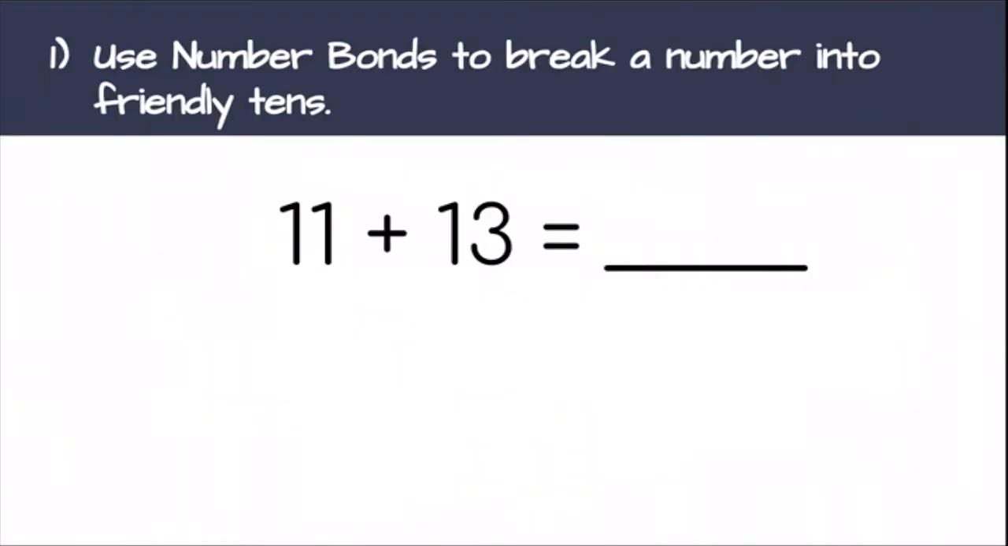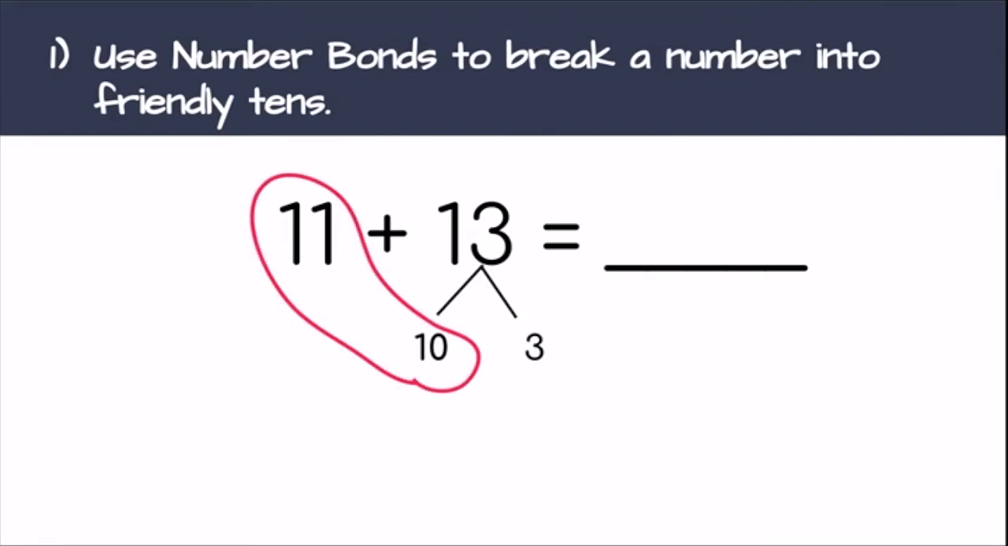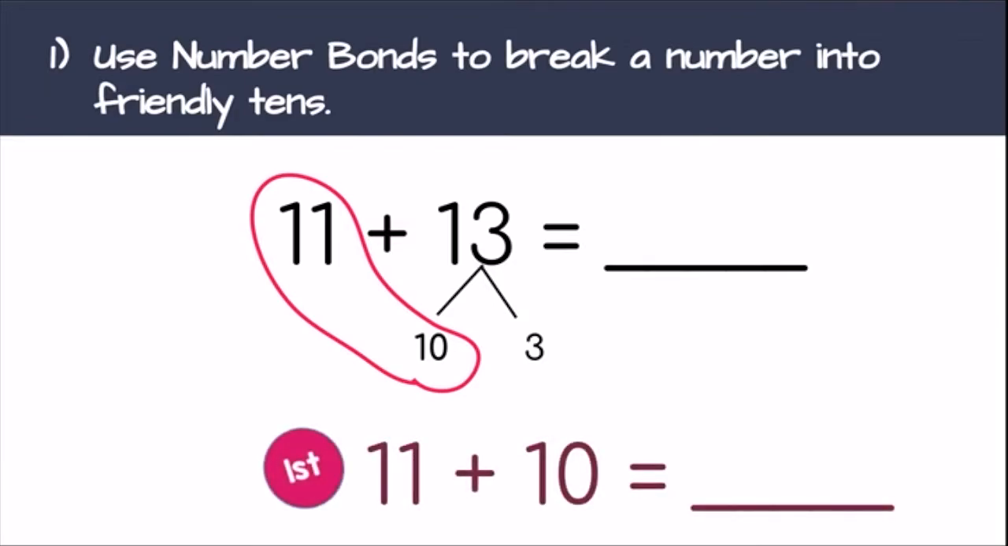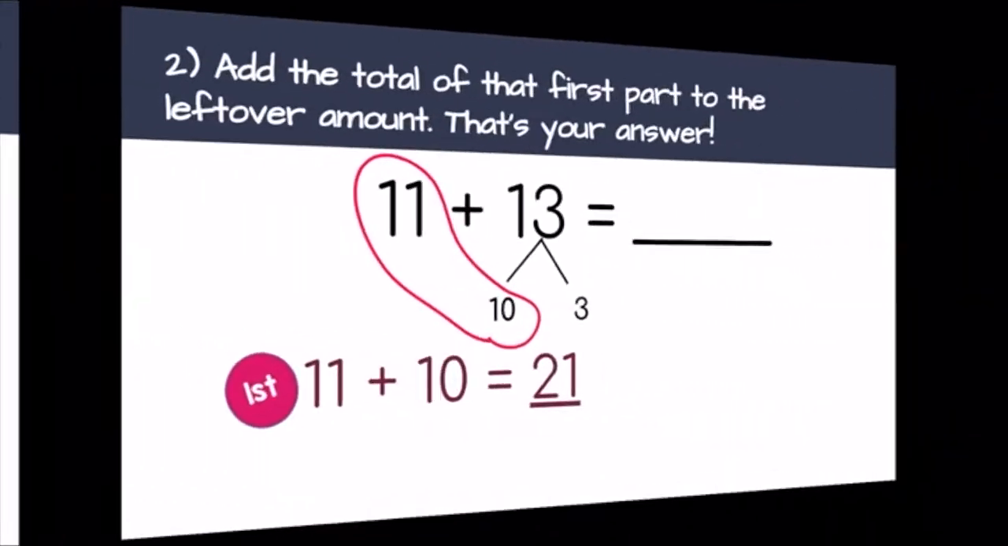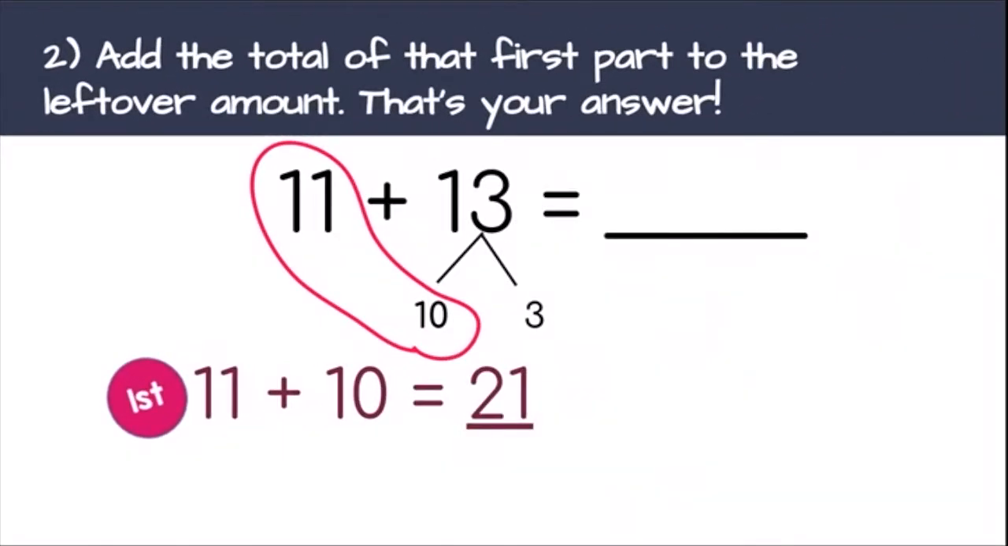Our first step when trying to do this strategy is to use number bonds to break a number into friendly tens. Here I have an equation. 11 plus 13 equals blank. My first job is to break that number 13 into 10 and 3. So now I've made myself a friendly 10, and I can use that friendly 10 to add it easily to the number 11. My first step is to add 11 plus 10 equals blank. I'm pretty good at adding tens in my head now, so I know that 11 plus 10 equals 21.